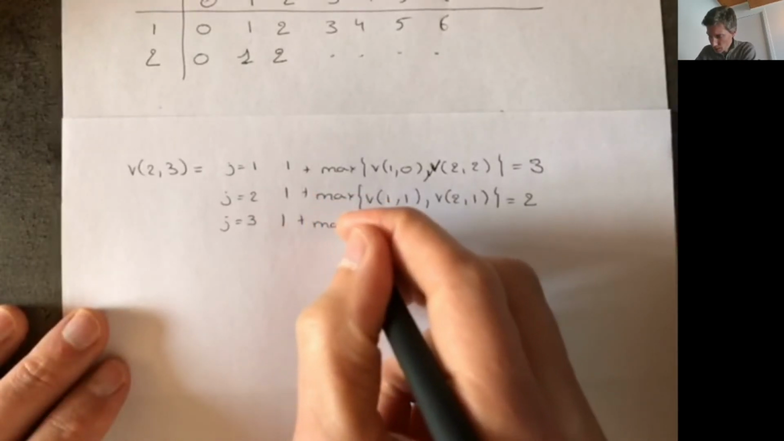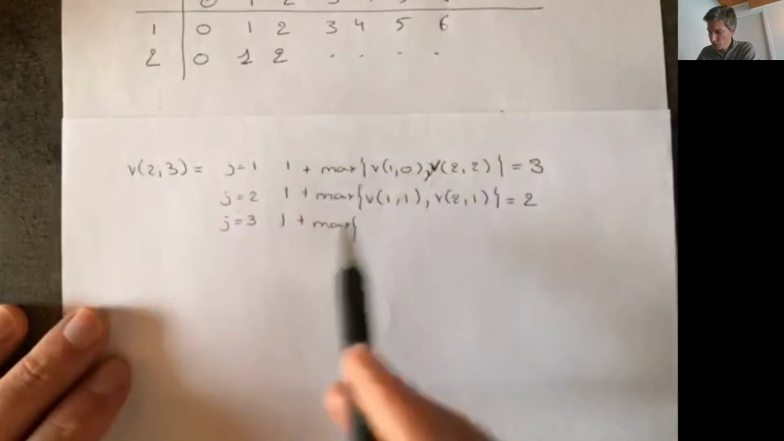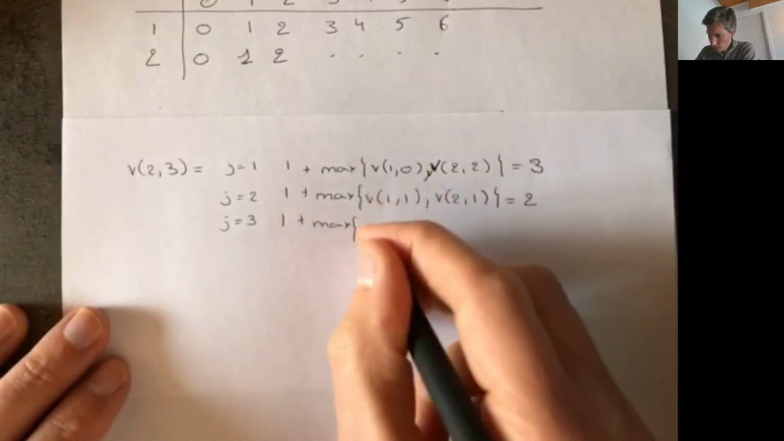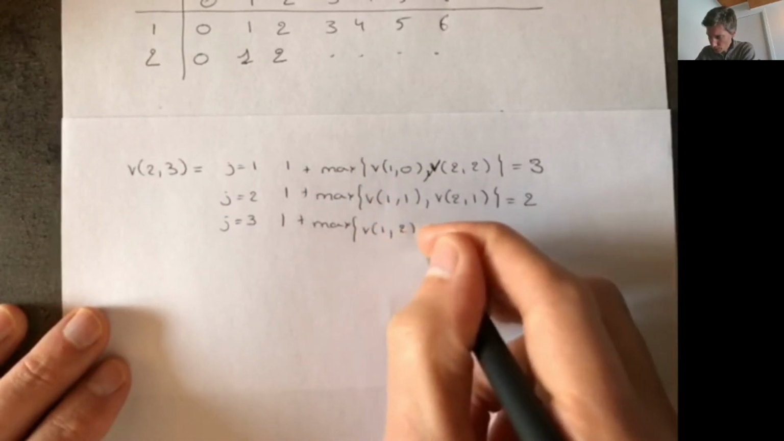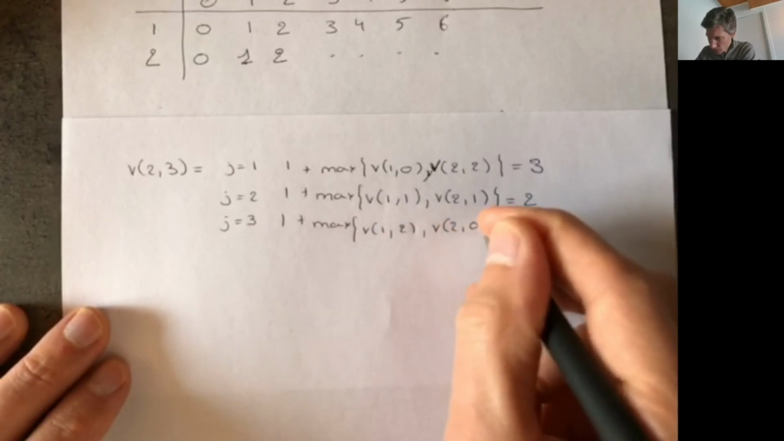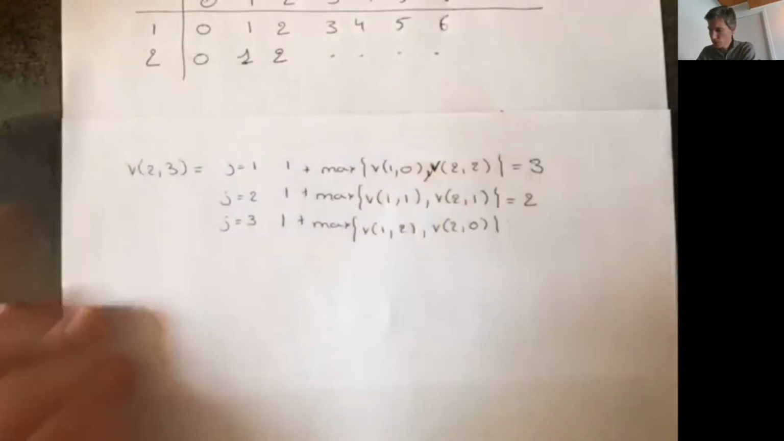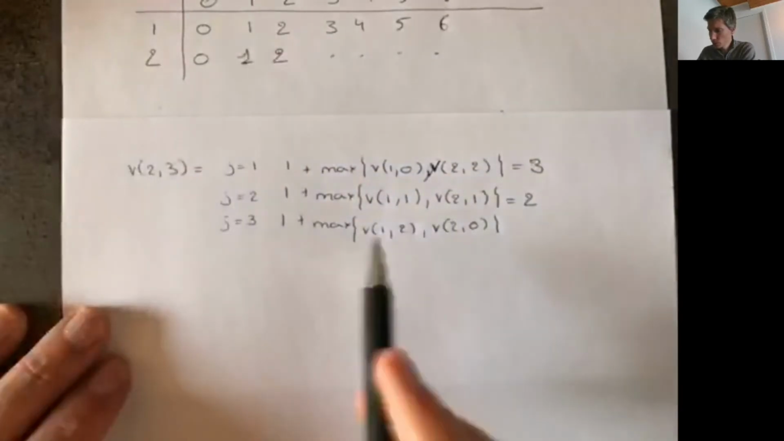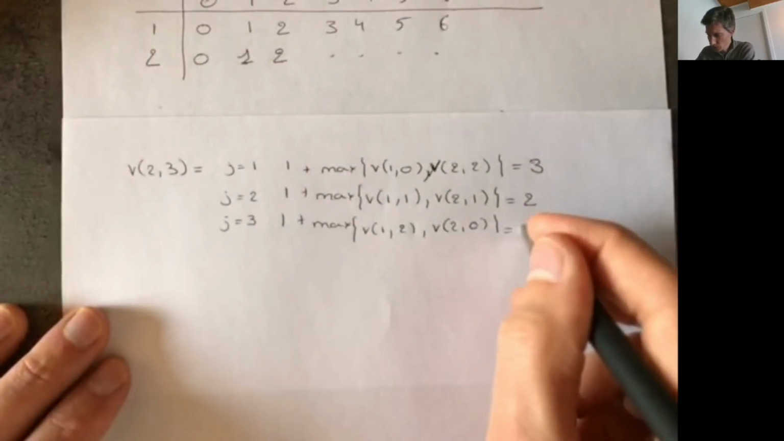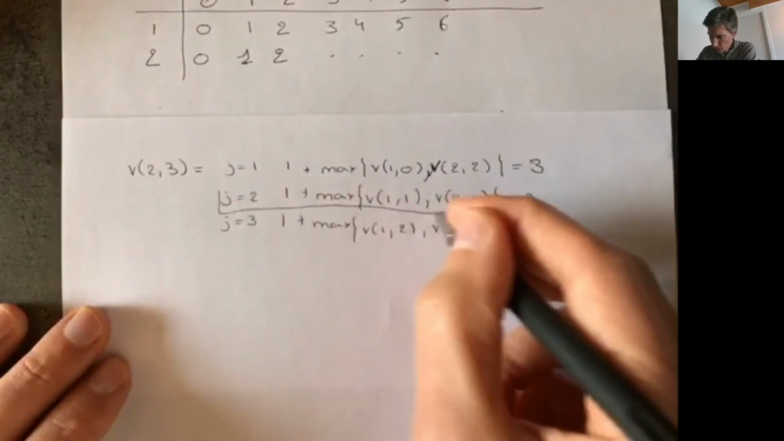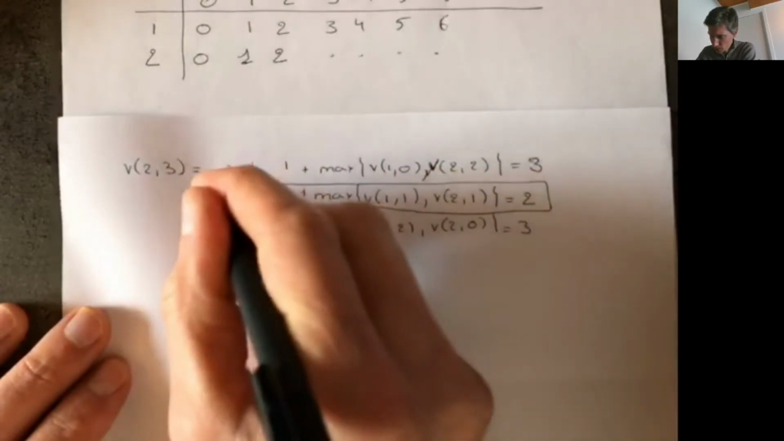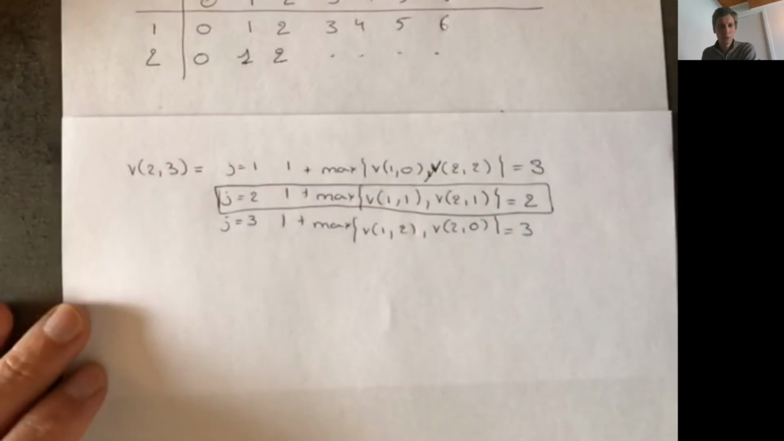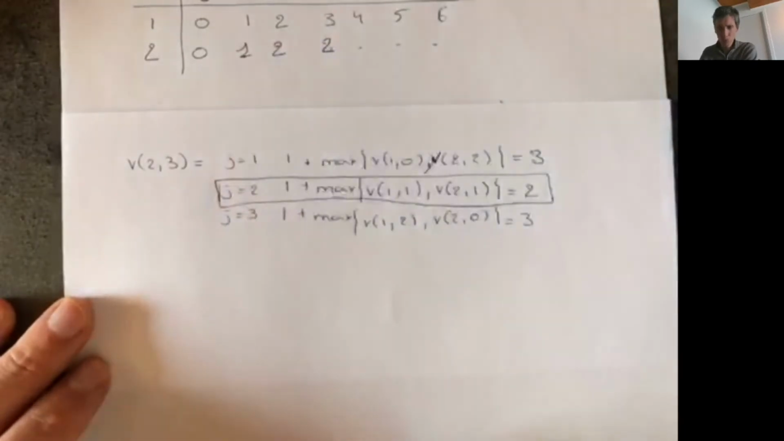And here I have the maximum of 1 egg left and 2 floors, and 2 eggs left and 0 floors. v2,0 is 0, v1,2 is 2, maximum is 2, plus 1 is 3. So here the best thing will be to drop it from the second floor. Alright, this gives me 2 drops in total.